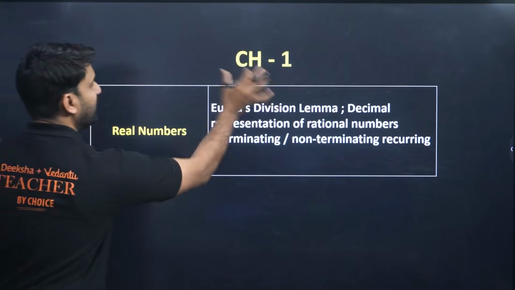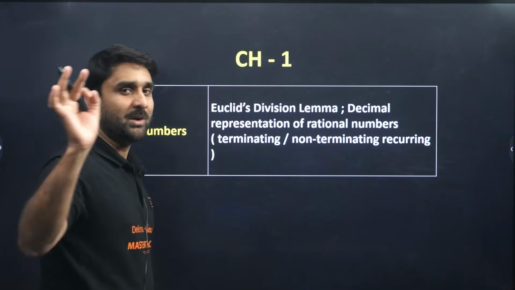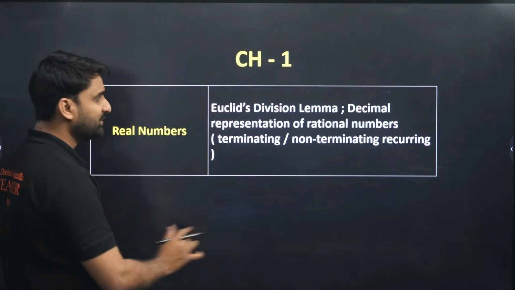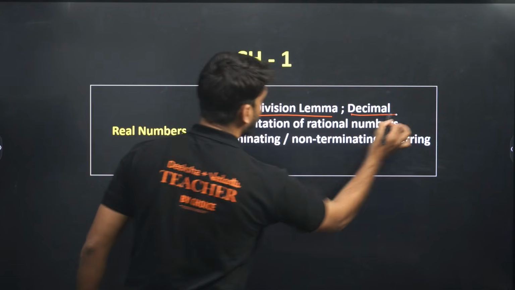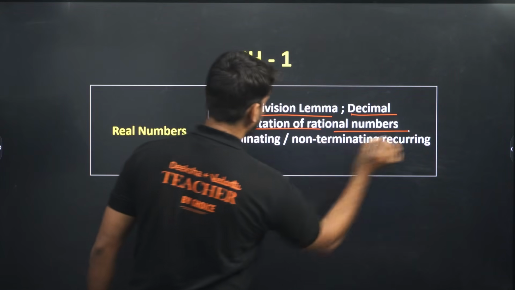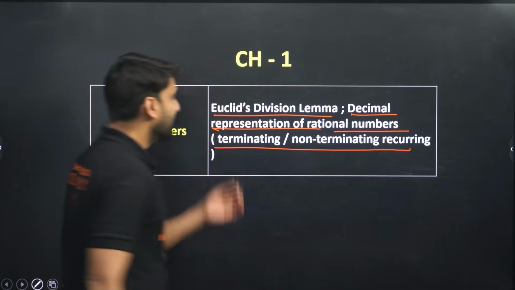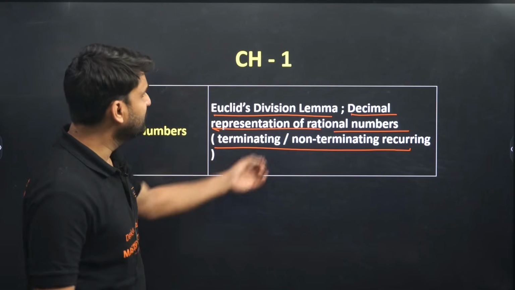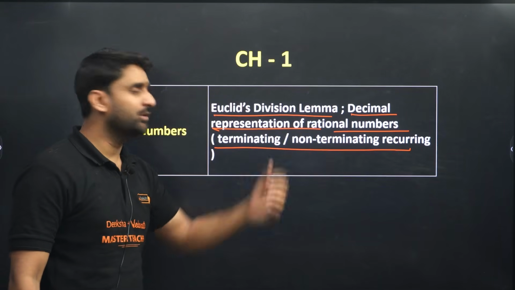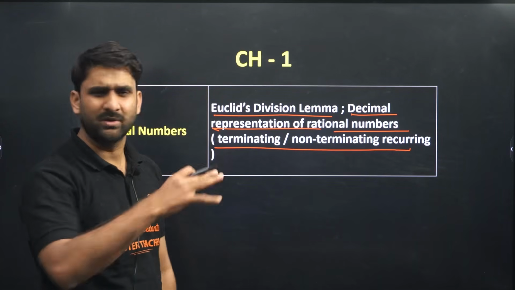Okay, so if I talk about chapter number 1, Real Numbers, Euclid's division lemma is deleted, so you don't require to put your effort on this particular topic. And decimal representation, terminating and non-terminating decimals. So these two particular topics have been deleted, so you don't require to revise these things.